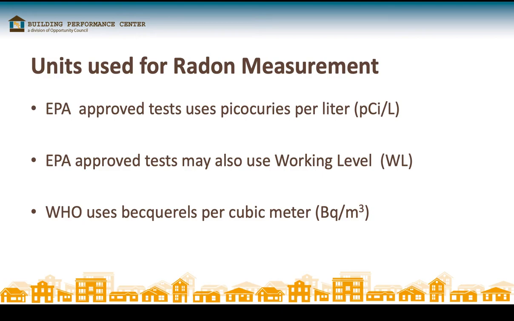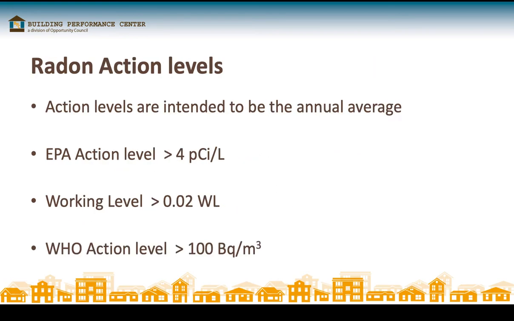All right, so EPA approved tests use picocuries per liter, and that's the most common measurement used around the country and around the world, but EPA approved tests also may use a different measurement called working level, and the World Health Organization uses becquerels per cubic meter. If and when we do testing on radon, you're going to get your results back in picocuries per liter probably 90% of the time, and then 10% of the time it might be working level. You can always change working level into picocuries per liter with a little math.